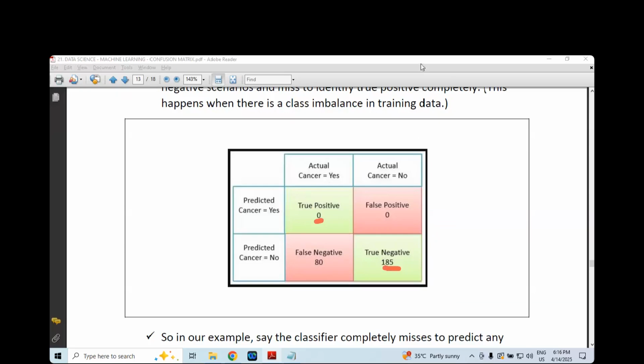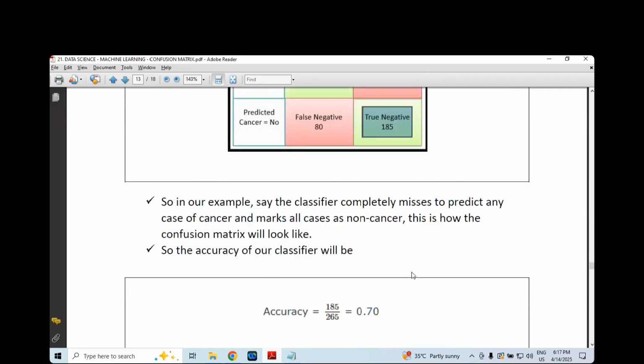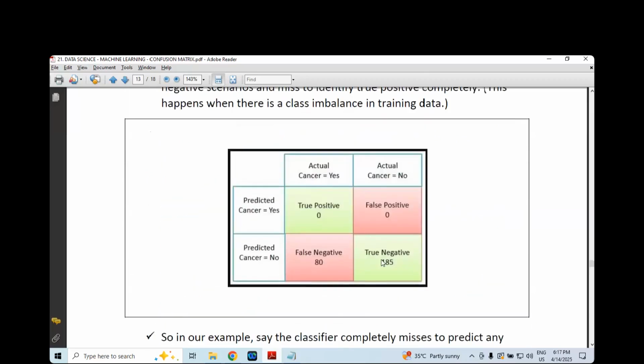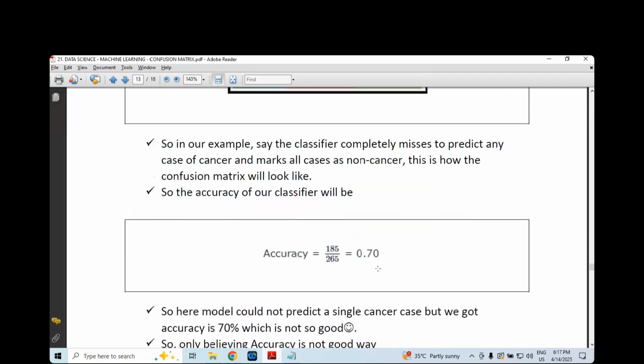Let us calculate the matrix actually. What is the formula? Did you remember? Accuracy formula is what? True positive plus true negative divided by the total number of predictions. Exactly. Make a note on this one. 185 divided by 266. Sir, how much accuracy is it giving?